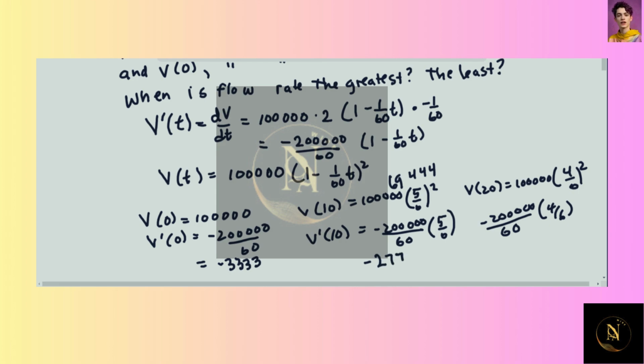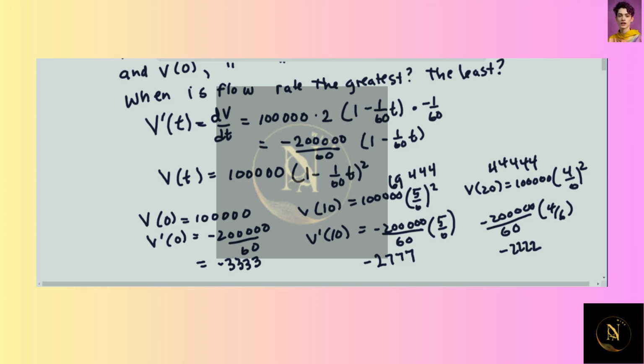Okay, I'm rounding off. In the next one we have 4 divided by 6 squared times 100,000. So now it's down to 44,444, and then divided by 6 times 3333, and then the flow rate is this.